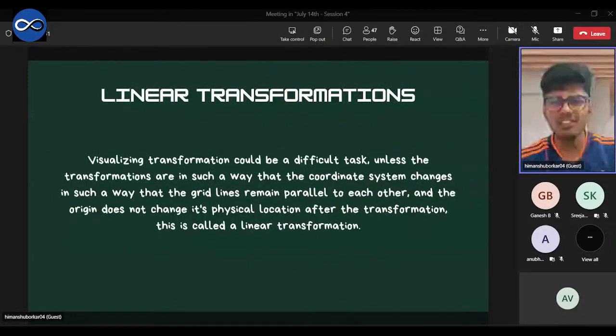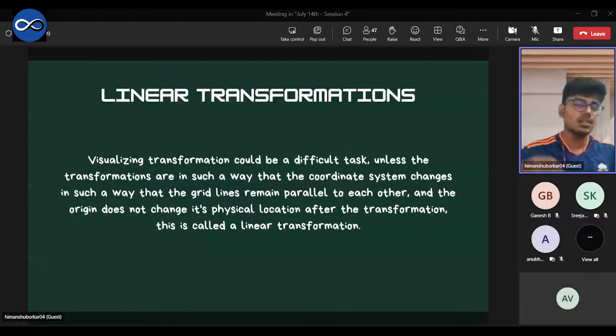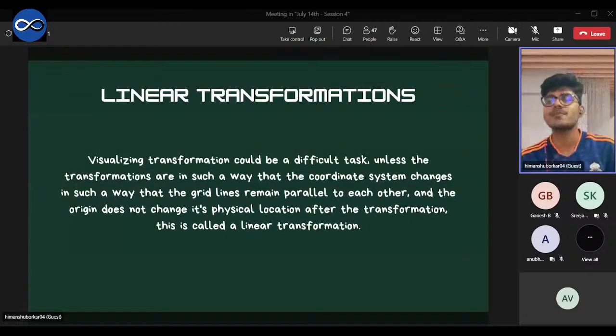So linear transformations is like pretty easy to get along with. What are the conditions for a linear transformation is that the grid lines have to remain parallel to each other. Okay, like how in our standard coordinate system they're parallel to each other, x and y directions. In the same way, the grid lines are parallel to the coordinate system in linear transformations.